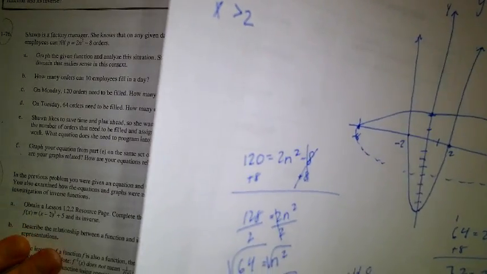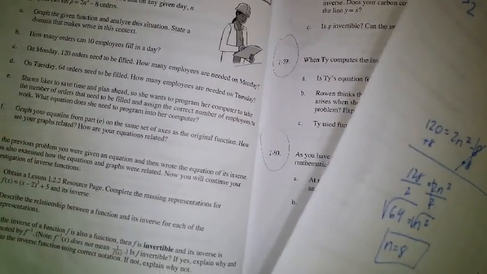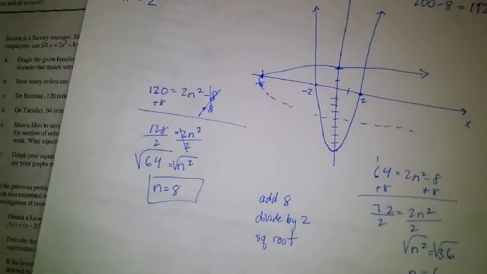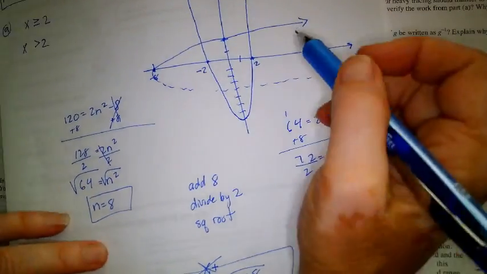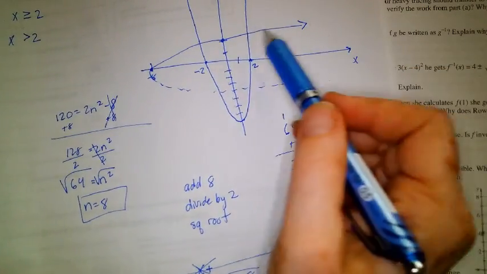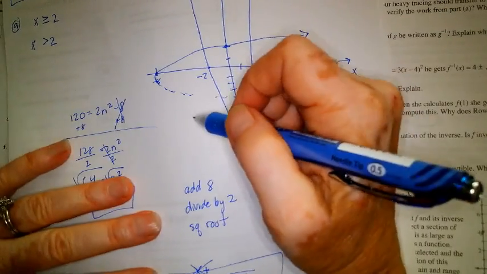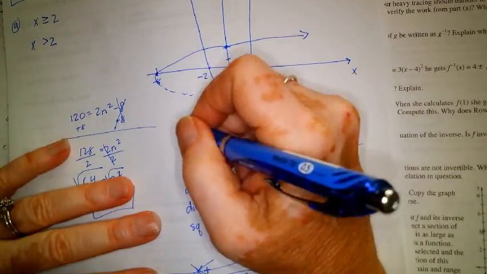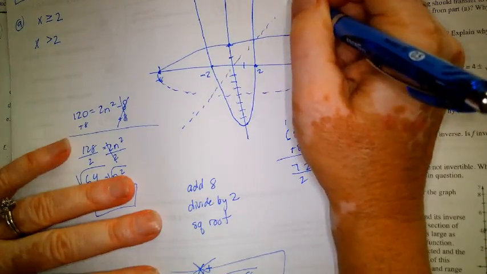So on letter F it said, graph your equation from part E on the same set of axes. How are your graphs related? How are your equations related? So the graphs are actually related. It's like it's a regular parabola and then it's like a sideways parabola. And you're supposed to know that they're going to have a line of symmetry right here at the line y equals x.